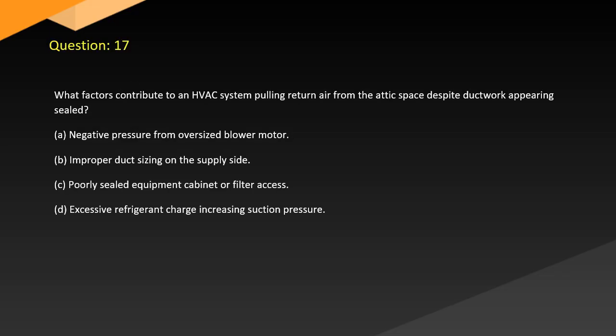Question 17. What factors contribute to an HVAC system pulling return air from the attic space despite ductwork appearing sealed? A. Negative pressure from oversized blower motor. B. Improper duct sizing on the supply side. C. Poorly sealed equipment cabinet or filter access. D. Excessive refrigerant charge increasing suction pressure.